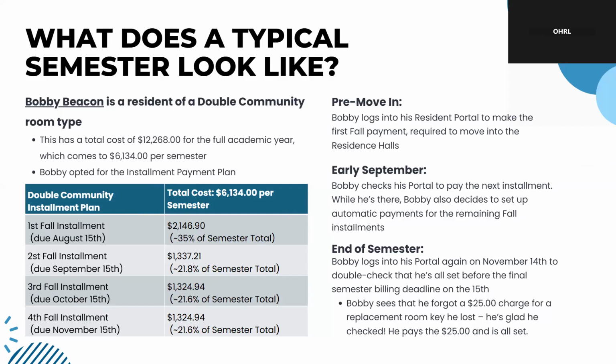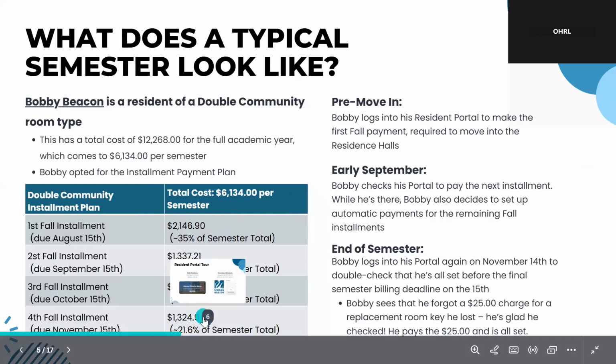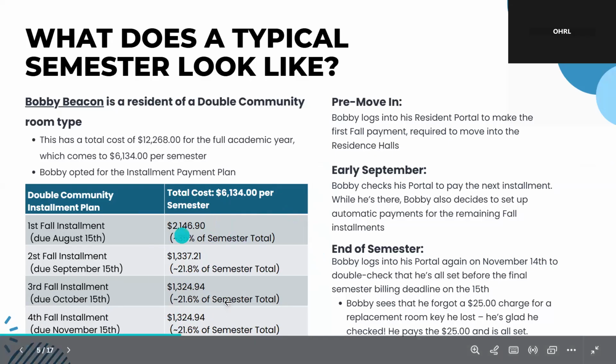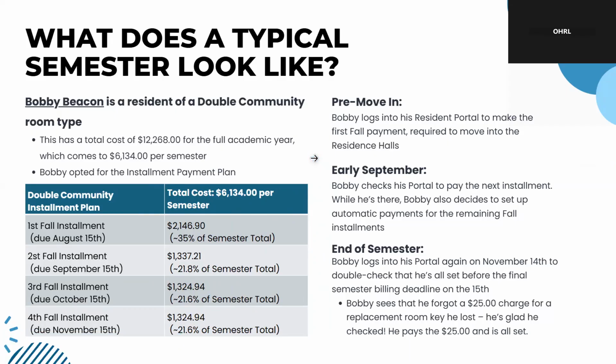Now, obviously, total cost of the semester broken down to those 4 installments. We have, again, that 35%, that 21.8, 21.6, 21.6. My math earlier was wrong. That's why we have computers. As you can see, this does all add up to that 6134. We're trying to keep these numbers as nice and round as possible, but you see we got a 21 cent, 90%, etc.